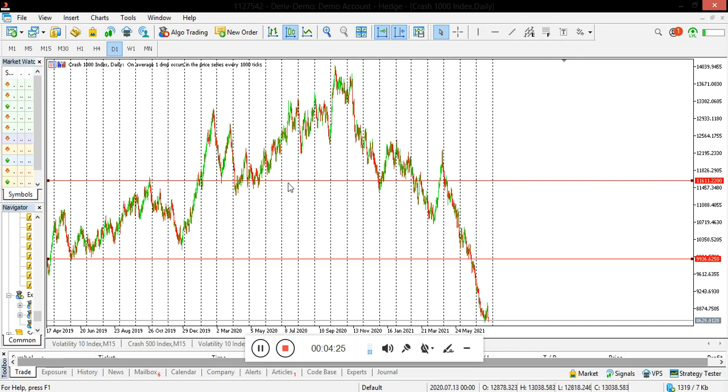For support to be effective, many of us are drawing support line. We are drawing resistance line and support line. But for our support and resistance line to be effective, there is need for us to have more touch. When I say more touch, let me quickly explain what I mean by more touch. See, this is a touch here.